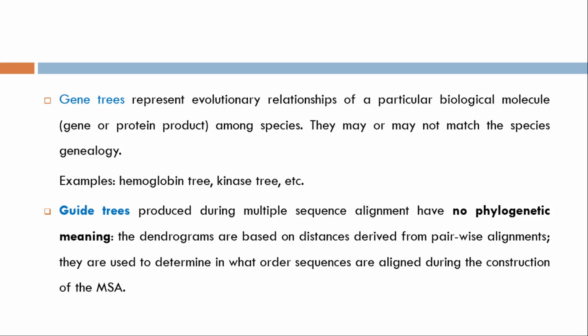We'll discuss the guide tree when I make the video on multiple sequence alignment. So the guide tree produced during multiple sequence alignment has no phylogenetic meaning. The dendrograms are based on distances derived from pairwise alignments. They are used to determine in what order sequences are aligned during the construction of the MSA. So as of now, I'm not discussing much more about the guide tree. Just notice that the guide tree is related to the multiple sequence alignment, and it doesn't have any relationship at all with the phylogenetic tree. Although it looks like a phylogenetic tree, it is actually the guide tree in the case of multiple sequence alignment.